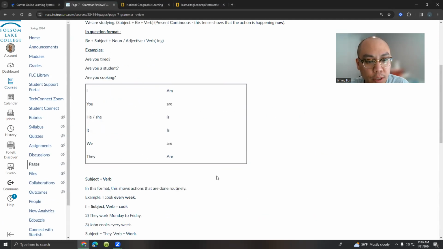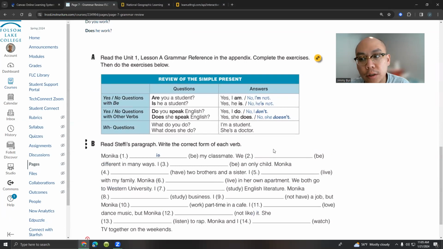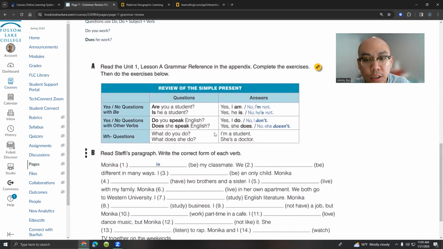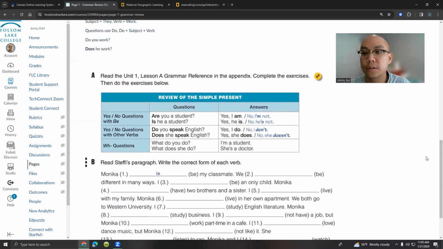One is with the verb be, which we use for a state, and I'll share examples. And then a subject plus main verb, which is what we'll also see, and that is used to explain activities or actions that we do on a routine or a daily basis. And so here we are looking at questions and answers.